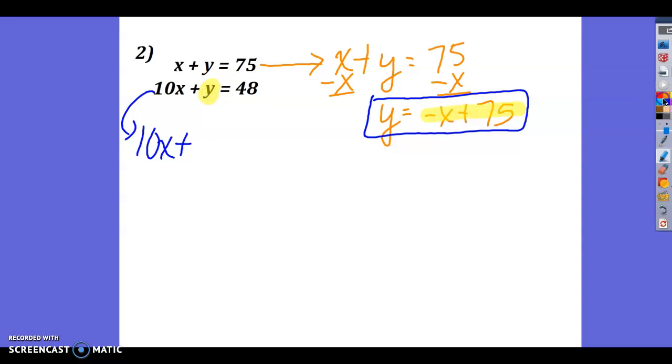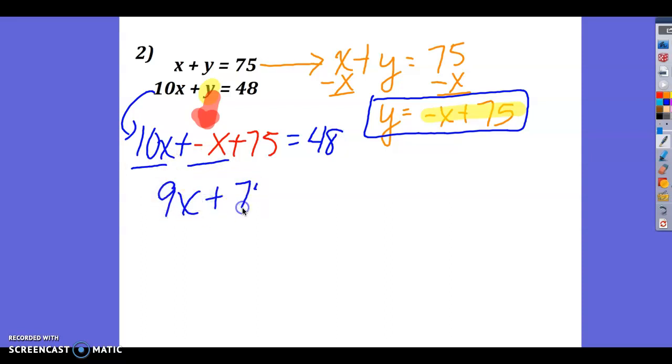So I'm going to, right now, let me change my pen color, take this y out here, and I'm going to put in negative x plus 75. And then I'm going to bring down the rest of the problem, the equals 48. Let's go ahead and combine some like terms. 10x and a negative x is 9x. So I have 9x plus 75 equals 48.